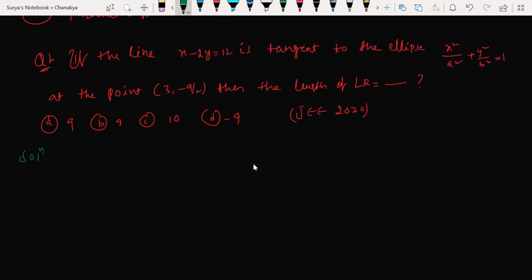So look at this here. First let us solve the question. What he has given: this is a line which is a tangent to this ellipse at the point 3 comma minus 9 by 2. Then length of latus rectum is what? So I know the length of latus rectum formula. What is length of latus rectum?